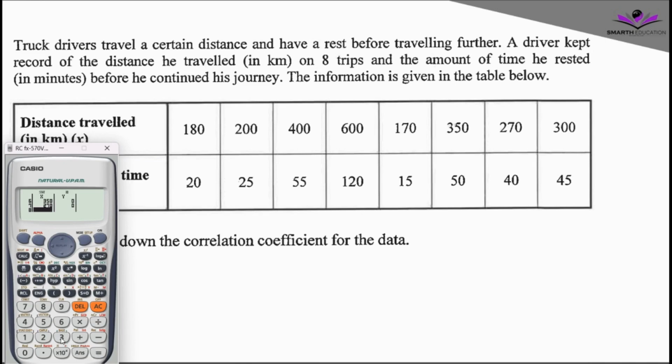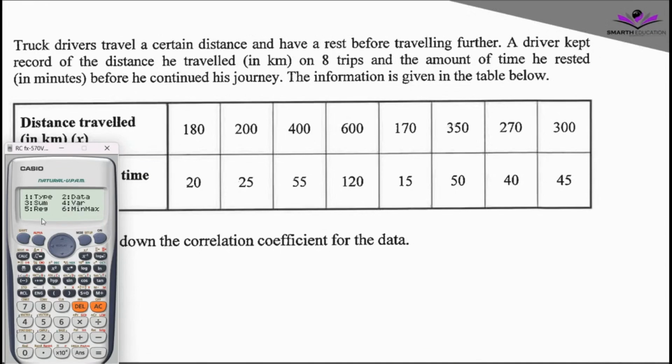Then 300, the last one, 300, equals. Now we have to enter the y values. 180 goes with 20, and then 200 goes with 25. We enter 55, 120. Once you've done that, you press AC and then shift 1.